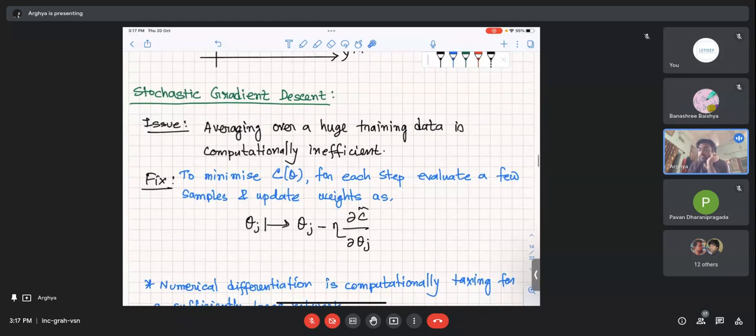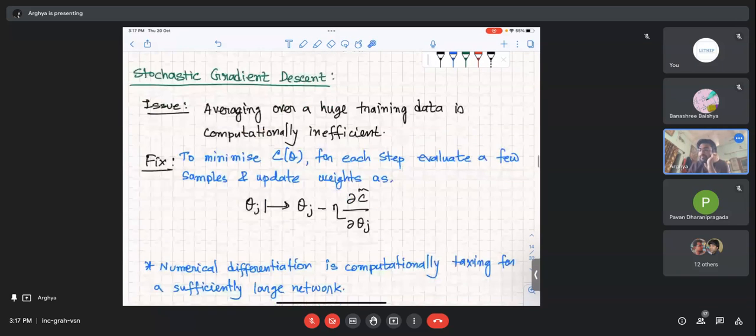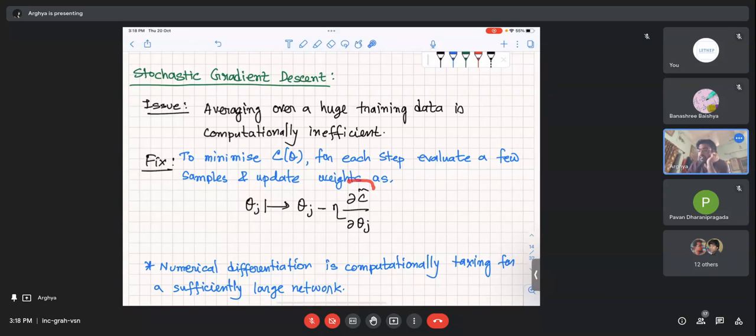Now the issue is that, as I've said, averaging over a huge training data set is computationally inefficient, and that's why you take only some parts of the data to do your bidding. And whenever I write C tilde, that C tilde is the average, I mean the cost function averaged over some sample, not over the full data set.